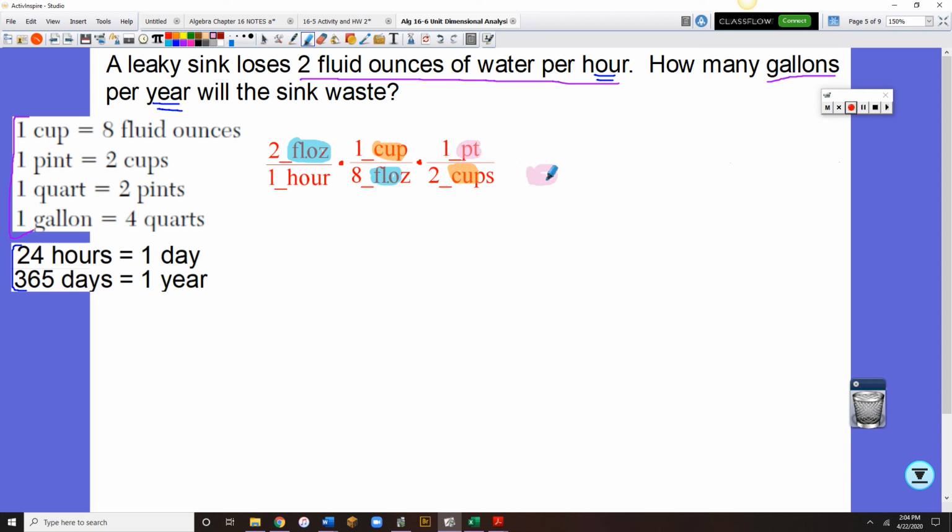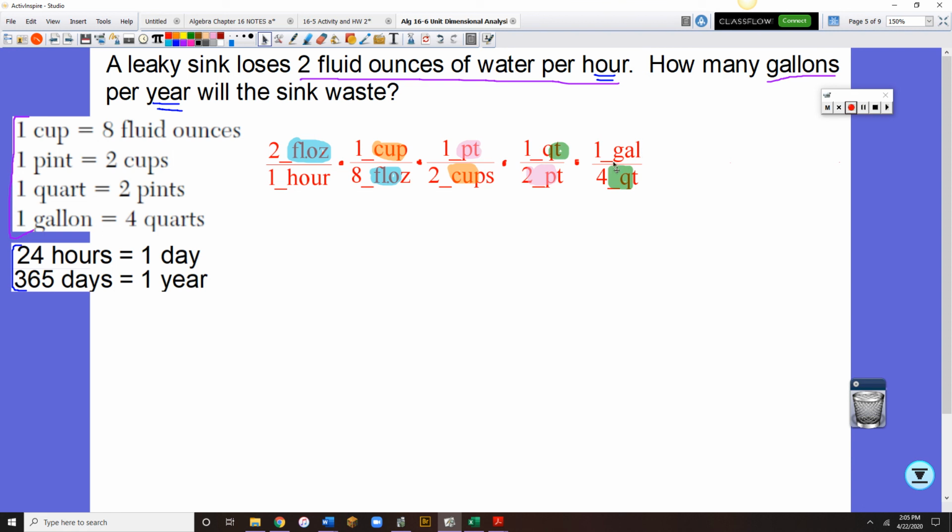So the next fraction is going to have the pints on the bottom. So we've got 1 quart equaling 2 pints. So the 2 pints goes on the bottom. And finally, we're getting for 1 gallon equals 4 quarts. Quarts are on the top, so in my next conversion, I'm going to put the quarts on the bottom. Okay, so we've converted now all of our units of volume. We've gotten from fluid ounces all the way up to gallon, which is where we wanted to be.